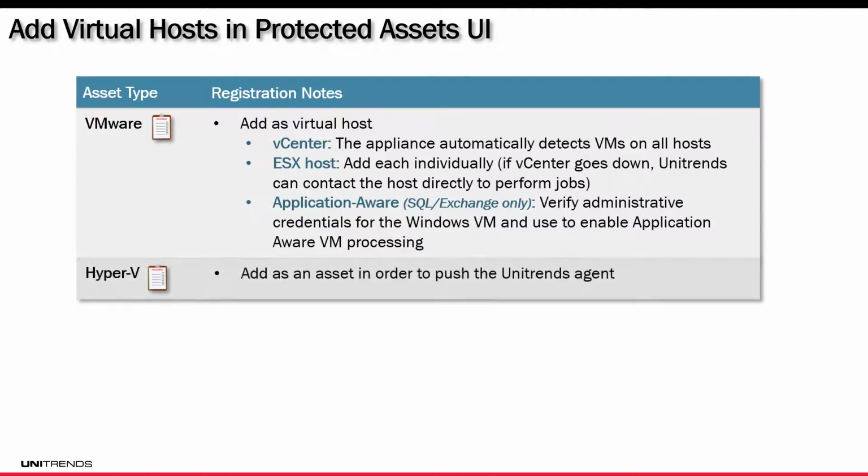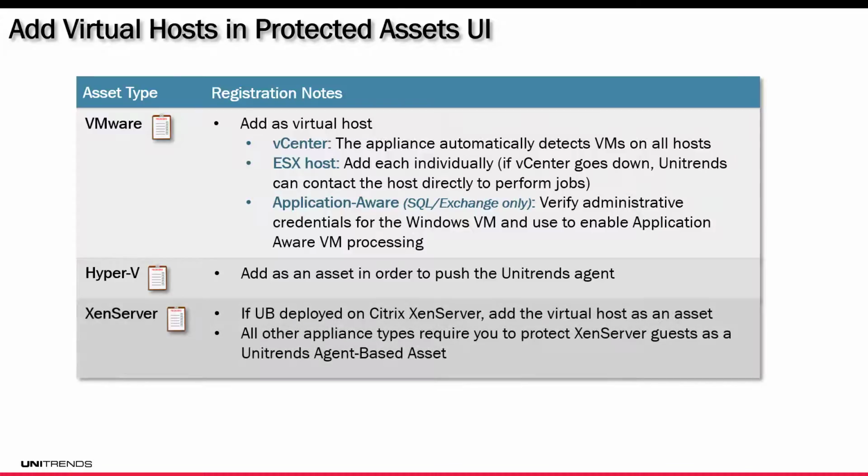If you're using Hyper-V, you add the asset in order to push the Unitrends agent. In the tutorial, I'll show you as well, that you cannot add a Hyper-V host without either manually installing the agent or doing an agent push, an agent install like you normally would with a normal asset, to push the agent to that Hyper-V host. Also, if you're running Xen server, UB deployed on Citrix Xen server, you're going to add the virtual host as an asset.